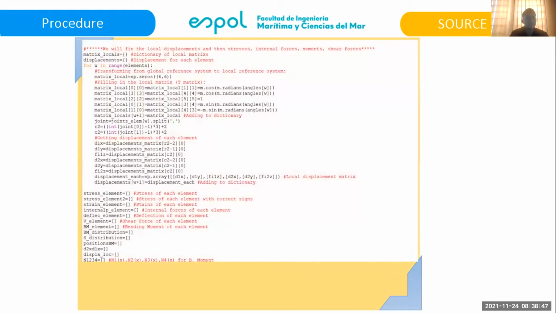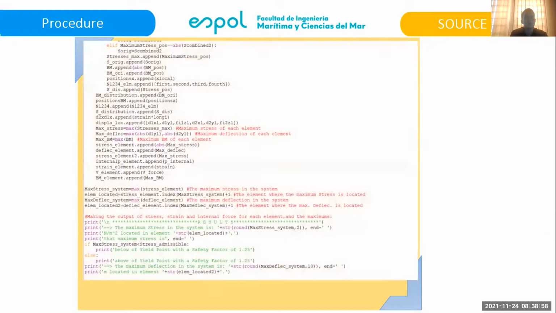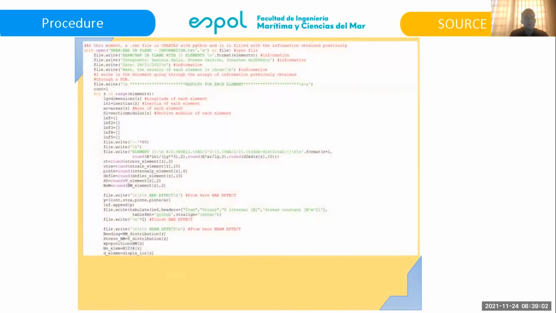At the end, we must combine both effects and compare them with the yield point. Finally, in the fourth part, we present to the user the results obtained, such as whether the maximum stress of the structure passes the yield point or not, and in which element it is found. Also, all the information obtained for each element is written in a TXT file. We will see it later.